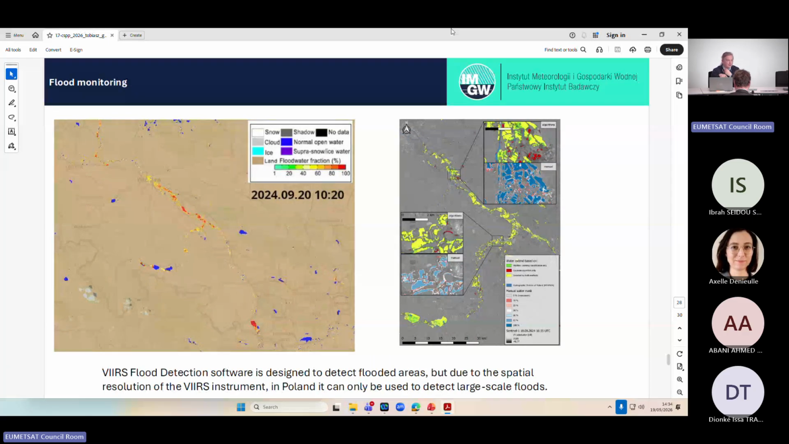And we also tried using flood detection via software, but because of the spatial resolution, we can only use this product for very large scale floods. And this is an example of floods from 2024.